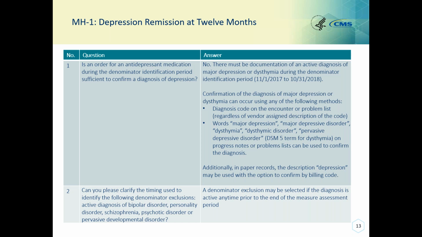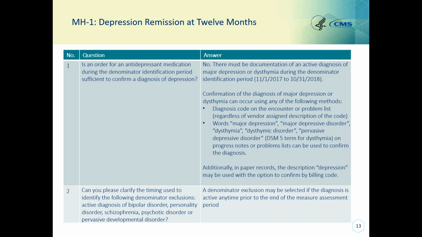Confirmation of the diagnosis can occur using any of the following methods. It can be a diagnosis code on the encounter or problem list, regardless of the vendor assigned description of the code. It can be the words major depression, major depressive disorder, dysthymia or dysthymic disorder, pervasive depressive disorder, on progress notes or on problem lists. Those can be used to confirm the diagnosis as well. Additionally, in paper records, the description depression may be used with the option to confirm by billing code.